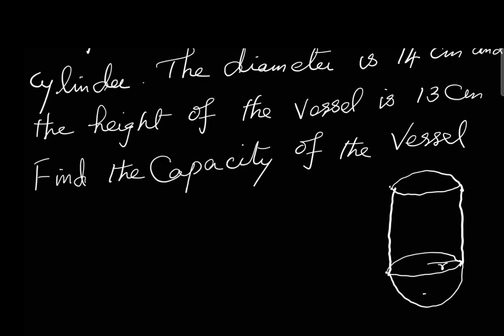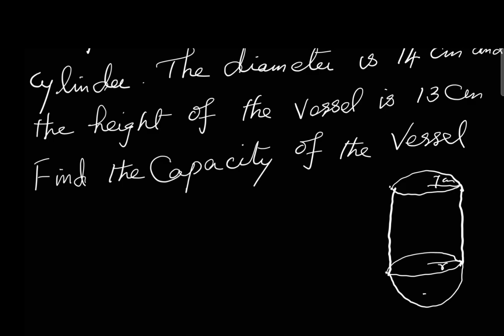See, the diameter is 14 centimeter. Here the diameter is the same for the hemisphere and also the cylinder. Therefore, the radius is the same for both the hemisphere and the cylinder. Half of this 14 is 7 centimeter.